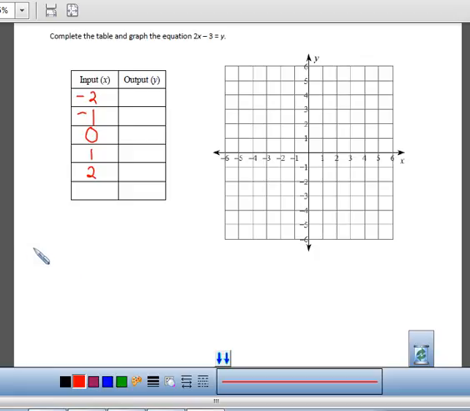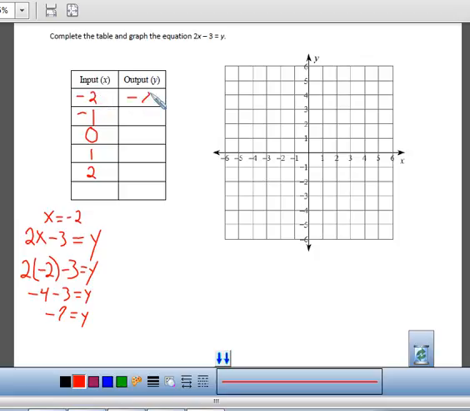So down here at the bottom, I'm going to use this space. I'm going to rewrite my original equation: 2x minus 3 equals y. I'm going to start with -2 and plug in -2. So when x equals -2, I get 2 times -2 minus 3 equals y. 2 times -2 is -4, minus 3 equals y. -4 minus 3 is -7. So when x is -2, y is -7. Well, when I look at my graph, I have nowhere to put that. So I've got to keep going, but the next one's going to work.